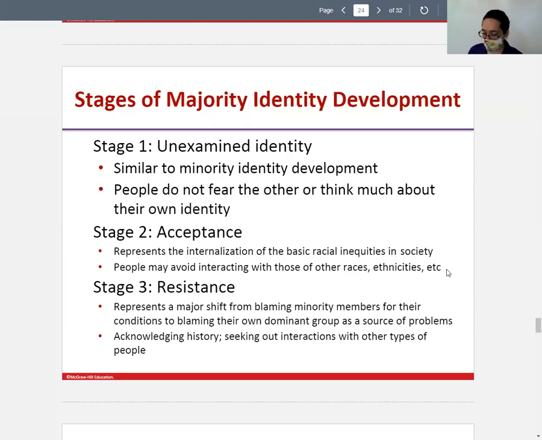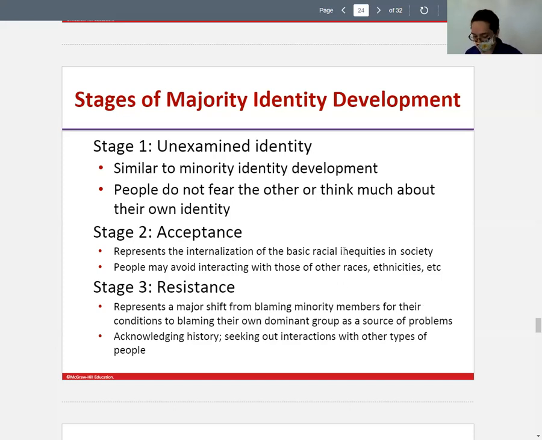Communication and relationships aren't based on racial or other differences. You're just friends with whoever because you're friends with them. In this first stage, you may be aware of differences, but you're not fearful of other groups because of it, or you're not feeling superior to other groups. It just might not be something you're thinking about.